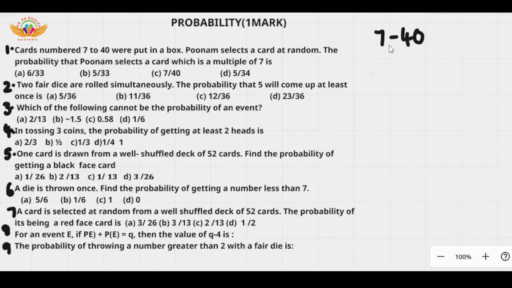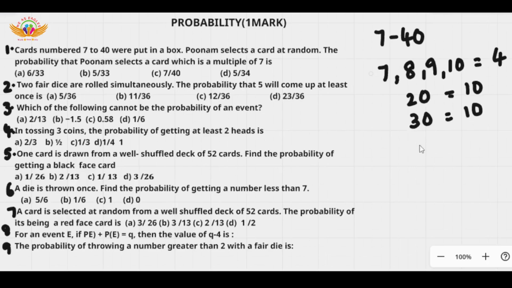So how many cards are there? From 7, 8, 9, 10, here we will get the 4 cards. Then to 20 we will get 10 cards. To 30 we will get another 10 cards. Again to 40 we will get another 10 cards. So total 10 plus 10 plus 10 plus 4, total we will get 34 cards. So if you see the options over here, there is only one option with the denominator 34. So we can go with directly this answer D.